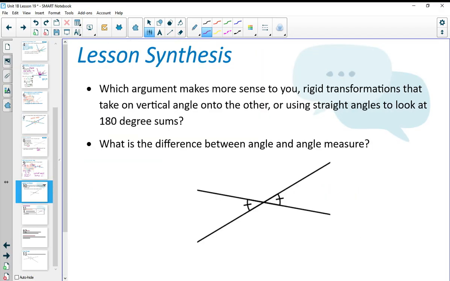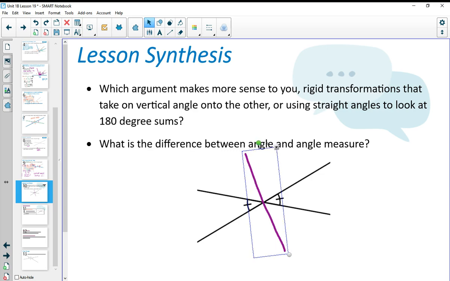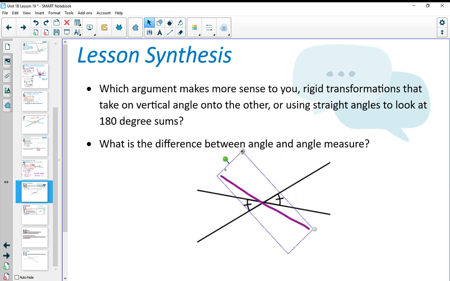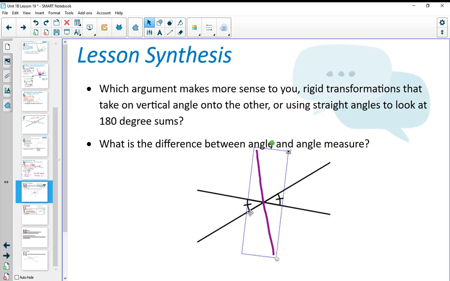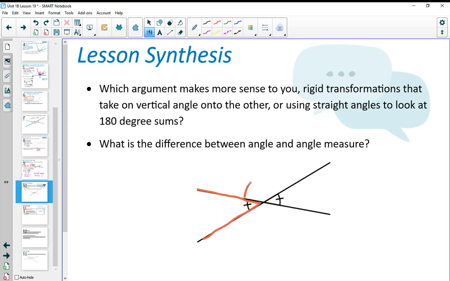All right, so then your lesson synthesis is: which argument makes more sense to you? Did you like rigid transformations that take vertical angles onto another? Remember, that's where we had this line between them that goes through the intersection point, a line of reflection that would flip one onto the other. You'd also have one that could go this way, and really, it's the angle bisector of the other vertical angle. Or talking about the rotation, rotating this angle around the center 180 degrees onto the other one.